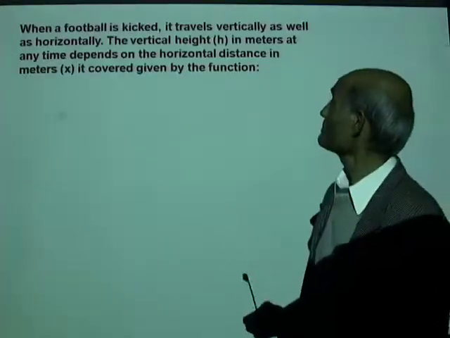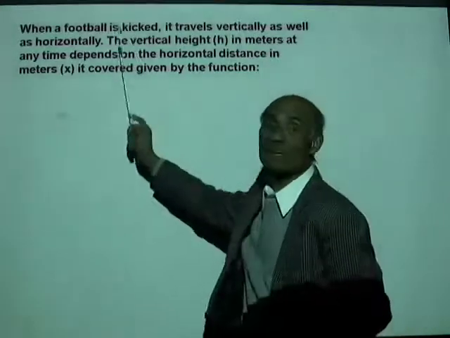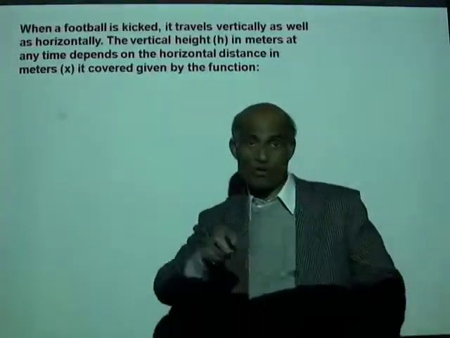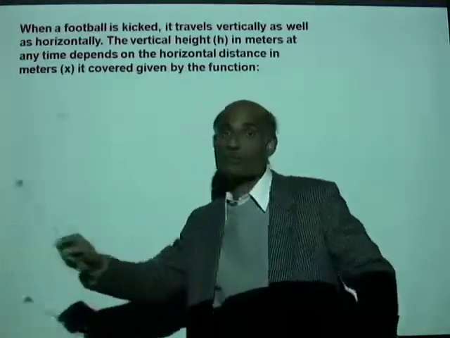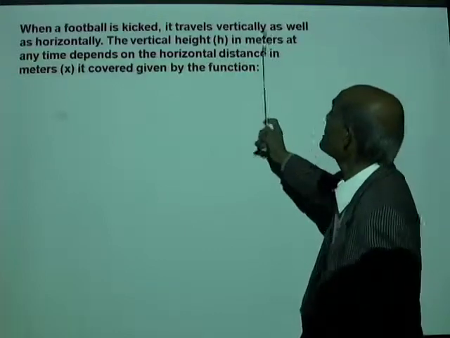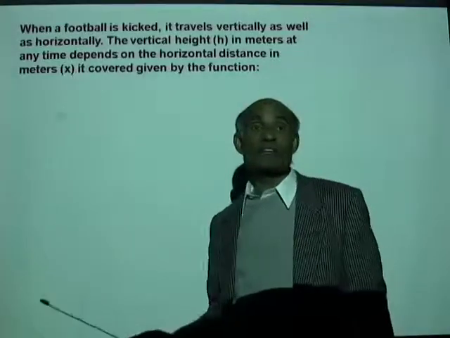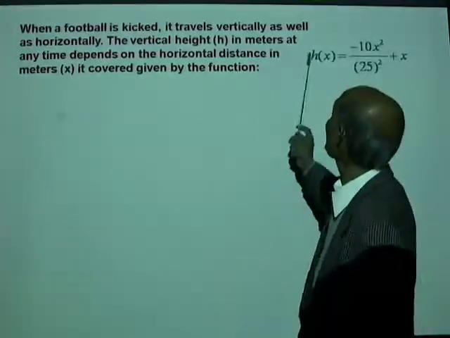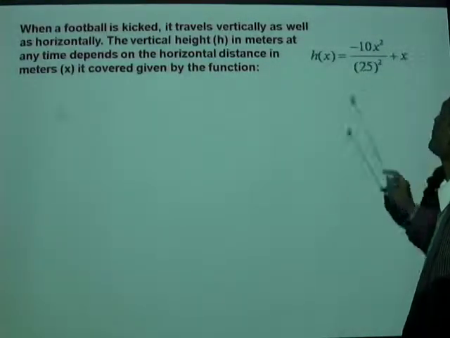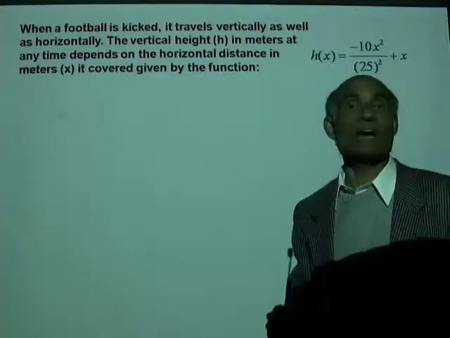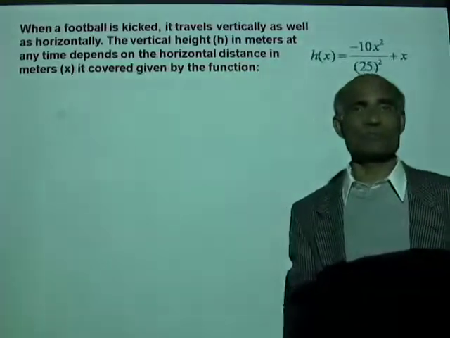Okay, another one. When a football is kicked, it travels vertically as well as horizontally. Is that right? When you kick a football, it goes like that. That means it goes up vertically some distance and horizontally some distance. The vertical height h in meters at any time depends on the horizontal distance x it covered, and the function is h of x equal to negative 10x squared over 25 squared plus x. Now this will be a little better understood if you come and do a physics course.